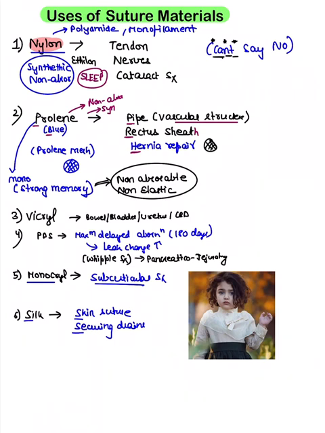And this Prolene has a good memory. So why does this Prolene have a strong memory? Because it's a monofilament. I already said monofilament has a good memory. Mono is memory, equal to memory.